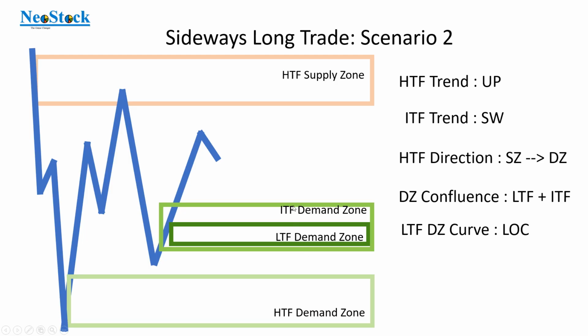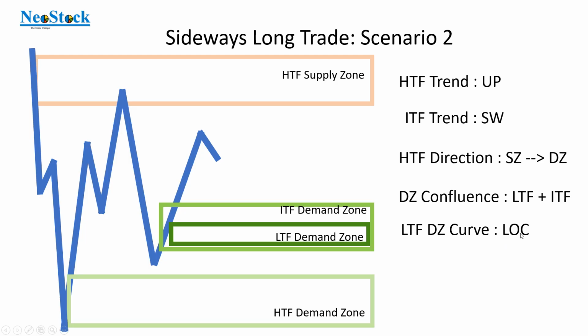You may ask a question. Suppose both the ITF demand zone and LTF demand zone are overlapped with the HTF demand zone. When both are overlapped with the HTF demand zone, still if they satisfy the demand zone curve as low on the curve, you can plan the trade. Whether it is inside the zone or a little above the HTF zone, you need not worry. Only thing you should look for is whether the demand zone curve is at low on the curve or not, and whether the demand zone is overlapped with the ITF demand zone or not. LTF is your entry zone. You need to verify whether that is overlapped with the ITF demand zone or not.